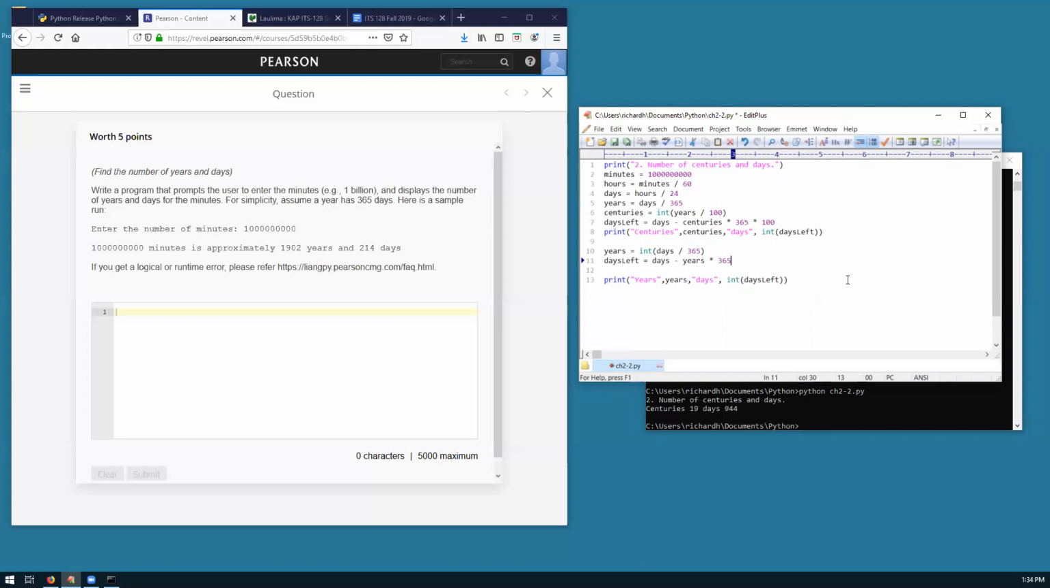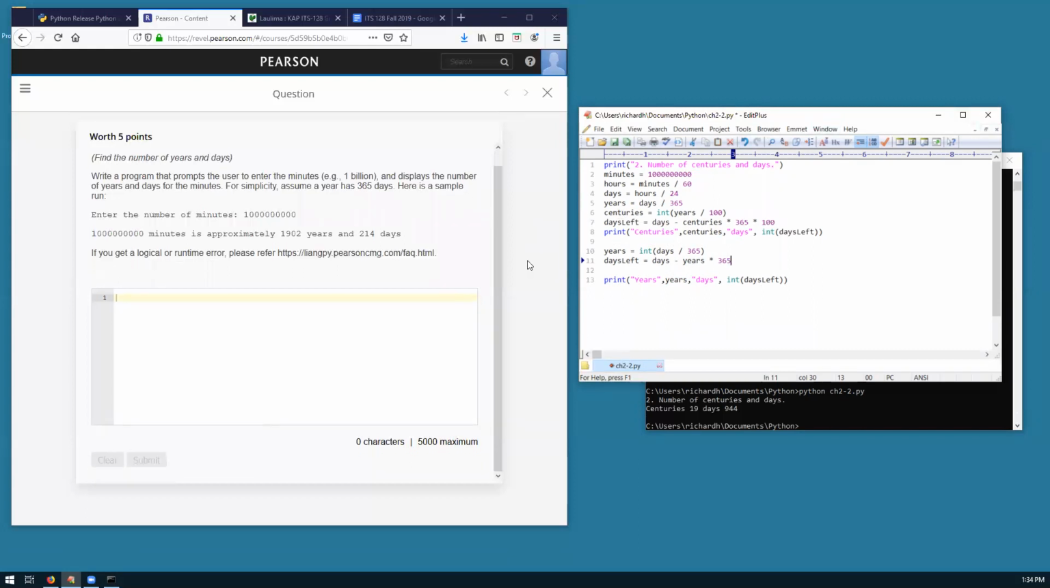I think it's going to look something like that. Anyway, so that's number 2. You can follow along what I did here. This is going to print out centuries, but then I recalculated again what I think is going to be for years. But anyway, I'll leave that for you to look at. And so let's go to the next one.